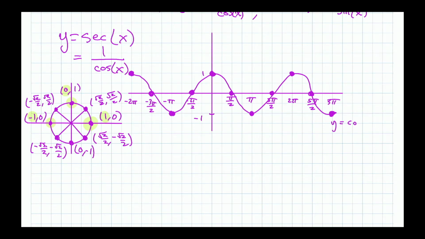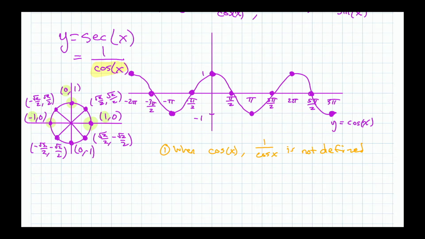Now that's not the secant. That is the cosine. But we can use that to come up with our graph, because what happens is this. First of all, we have 1 over the cosine. So what happens when the cosine is 0? When the cosine is 0, there's a divide by 0. When cosine equals 0, 1 over cosine is not defined.